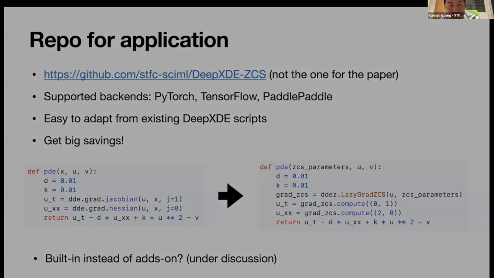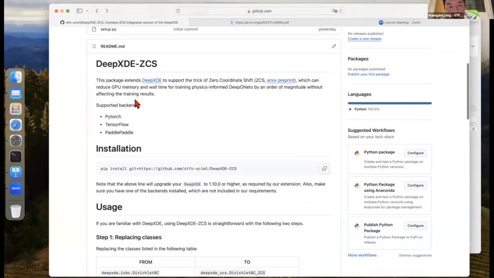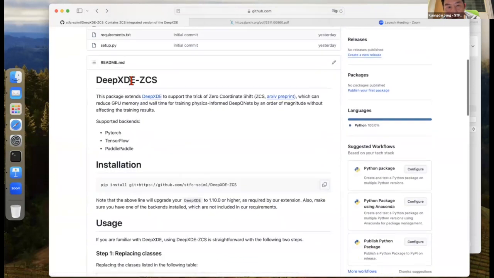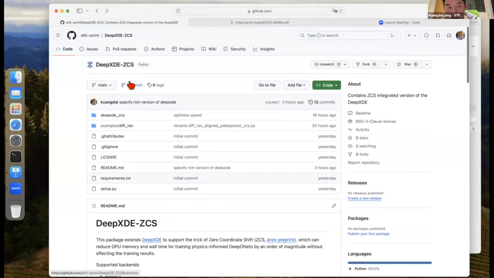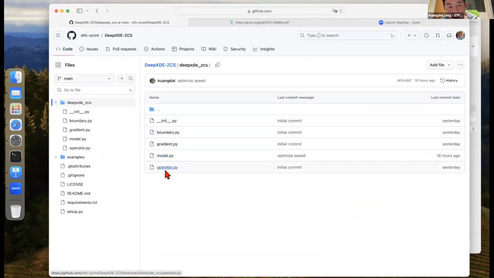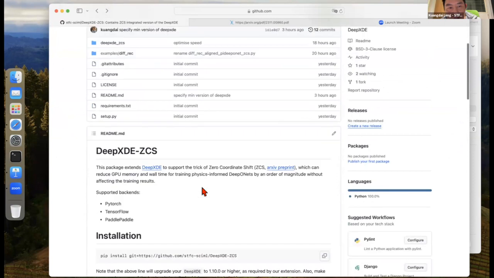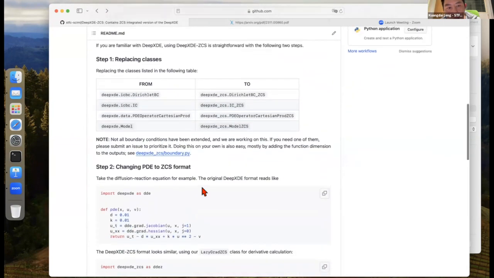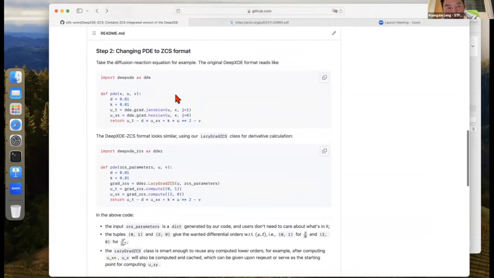So for now, I will quickly take over with our new repository, which is about the implementation of DCS in DeepXDE. This is not an implementation of DeepXDE itself, it's just a very simple extension with only 5 Python files, so it's very small. To use DCS, we have 2 steps. First, you replace the classes with our new classes, which should be straightforward. And second, you change the PDE to DCS format. We have tools to do that.